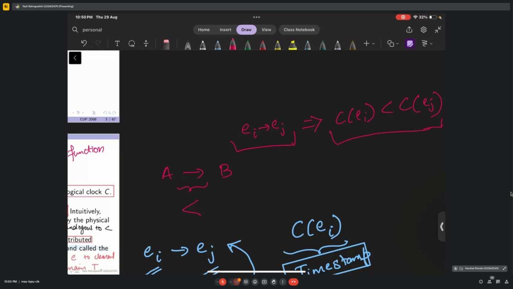Understood this? But in this scenario, the reverse is not true. It means if C of Ei is less than C of Ej, it need not be true that Ei has happened before Ej, because it is a single implies, going only in one direction. But now if I create this double implies, it means either direction is true. If Ei is happening before Ej, that implies the timestamp of Ei is less than Ej. The reverse is also true. If the timestamp is less, then the event occurred before. Are you able to understand this double implies and single implies?